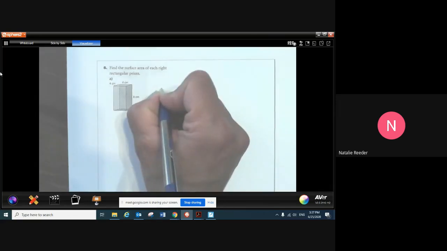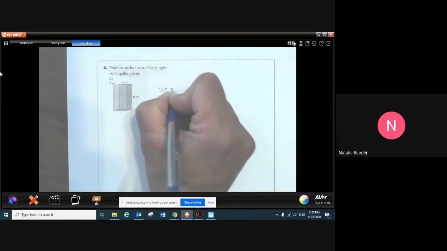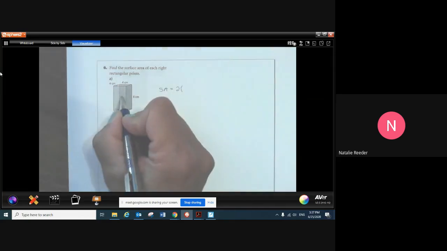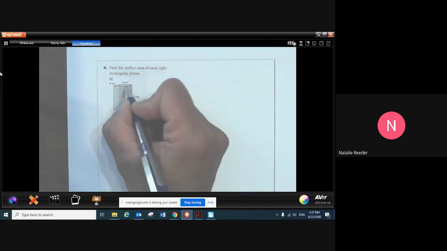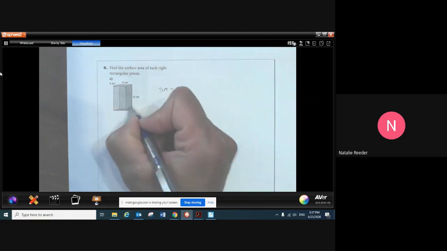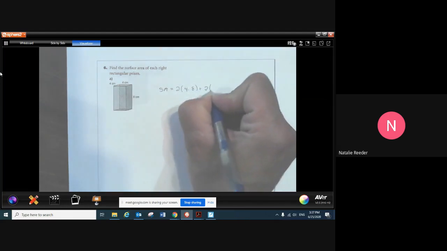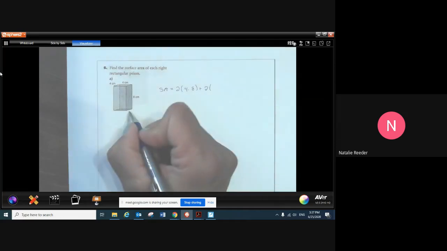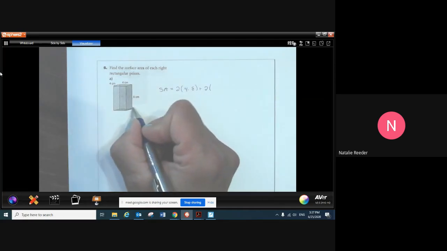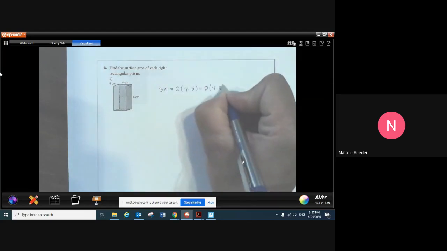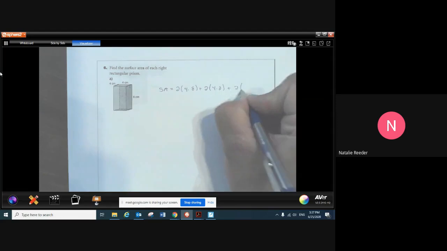So once again, let's just keep following that formula. 2 times the area of the front. So when we look at the front here, I could see that the width is 4, but the height here, so the length would be 8. 4 times 8 plus 2 times the area of my side. And the side is also 4 by 8. The 4 is written here, so this side here would be 4 as well, so 4 by 8. Plus 2 times the area of my top, which is 4 times 4.